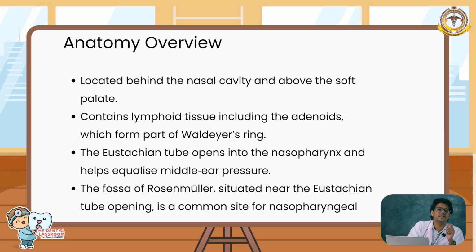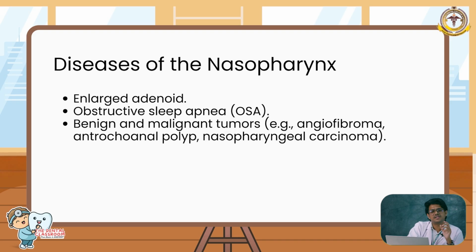It is also known as a blind spot because we cannot see the tumor arising from the fossa of Rosenmuller during any investigations. The only thing to do is take multiple biopsies along this blind spot. So one of the most important blind spots is the fossa of Rosenmuller. Coming to the diseases, again they are divided into benign as well as malignant. So: enlarged adenoids, obstructive sleep apnea and tumors of the nasopharynx.